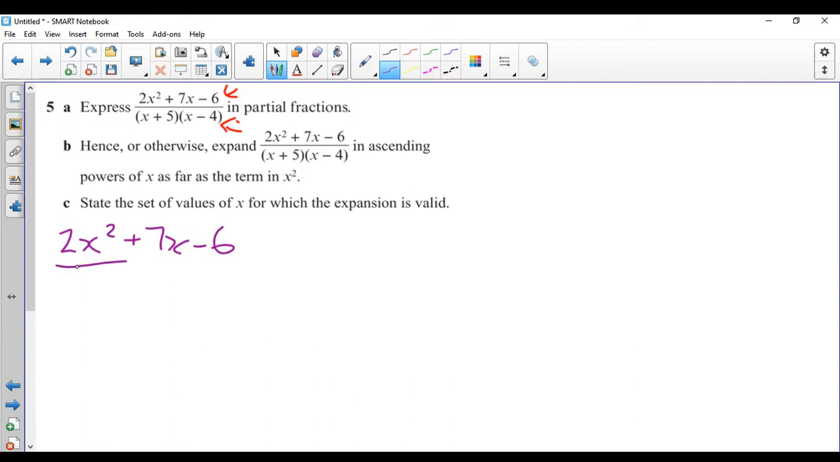There are a number of ways you can do this. Over x plus 5, x minus 4. The easiest way for me is to think a quadratic divided by a quadratic is a constant. So I'm going to have a constant, and then, obviously, I will have some kind of remainder. Now, the remainder when dividing by a quadratic must be less than a quadratic, so that will be a linear.